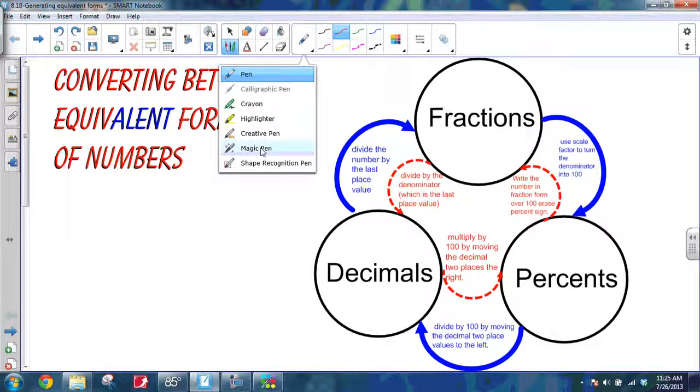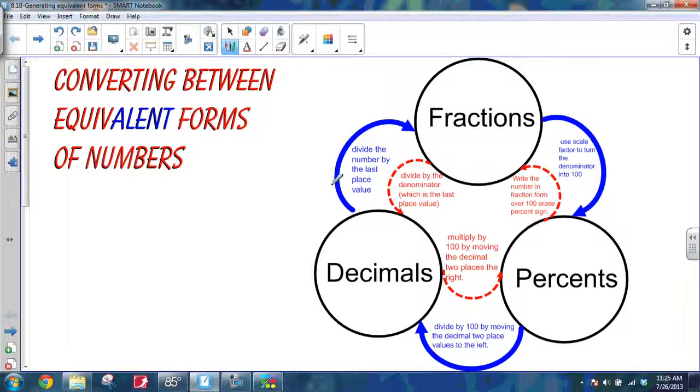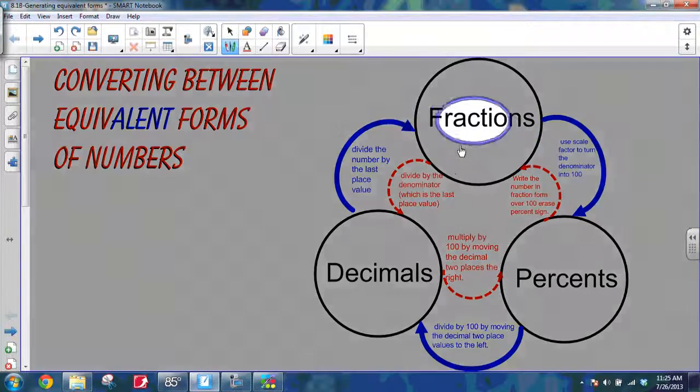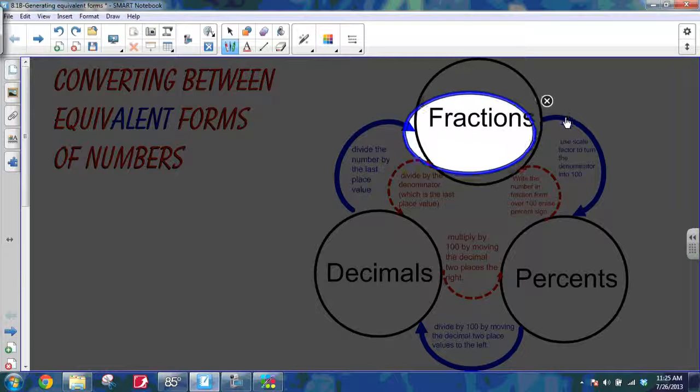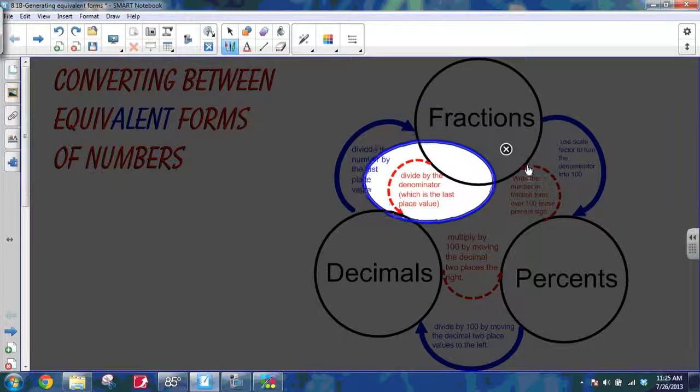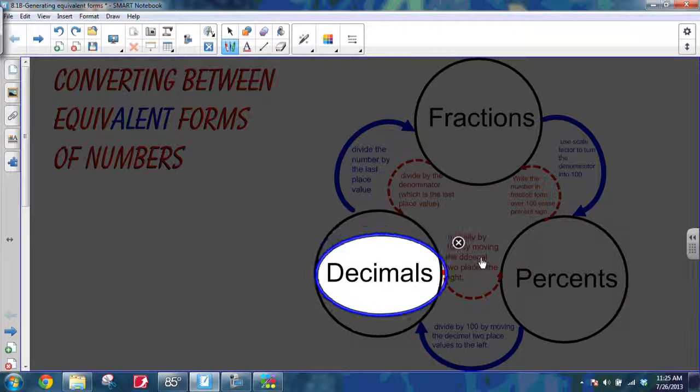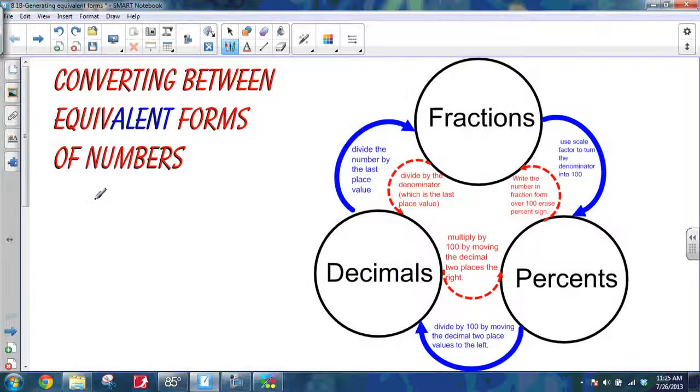Now let's look at the red track. It's going in a counterclockwise direction. So if we started with a fraction and we wanted to turn it to a decimal, we need to follow this process. We need to divide by the denominator, which is the last place value, and that will give us a decimal.